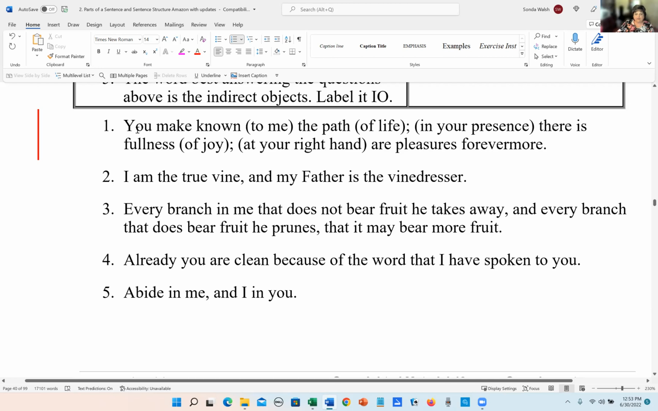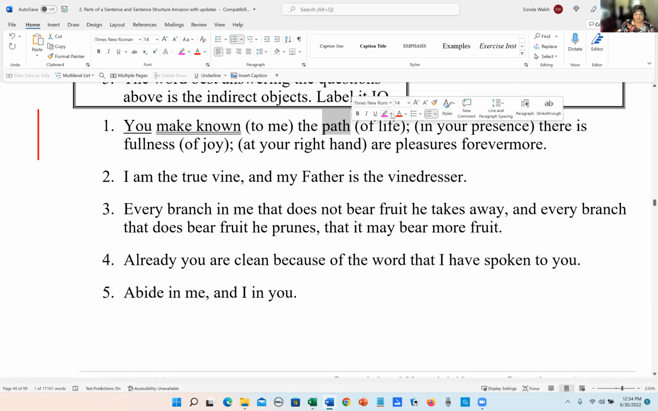Okay, let's begin. You as a subject. Make known is an action verb. Underline that twice. You make known what? Path. This is a direct object.